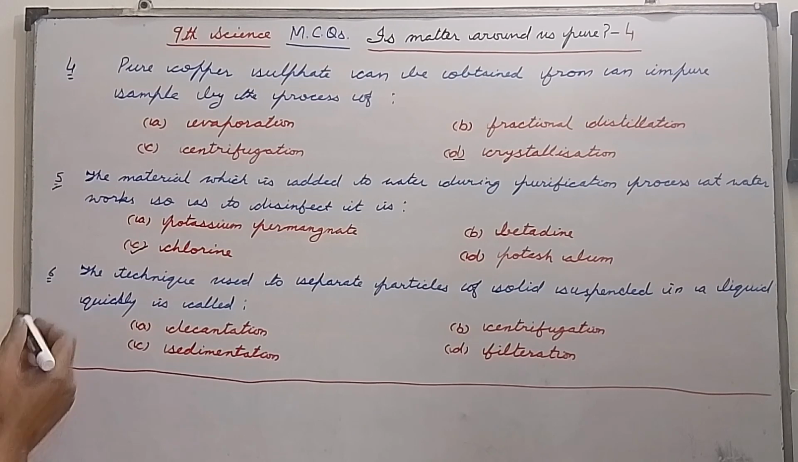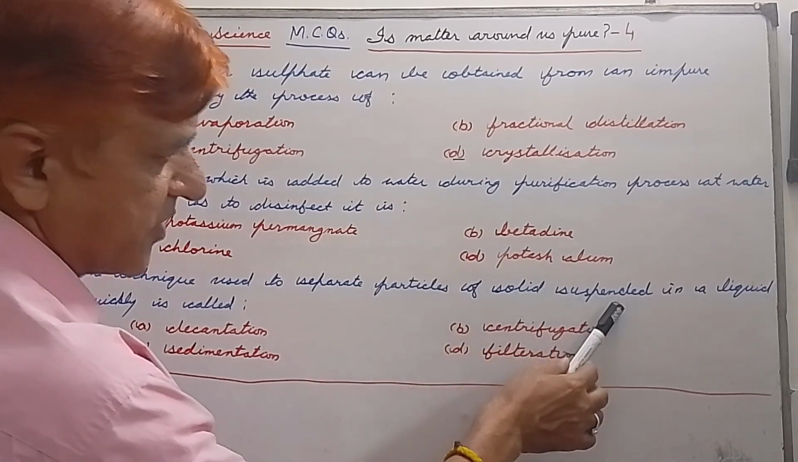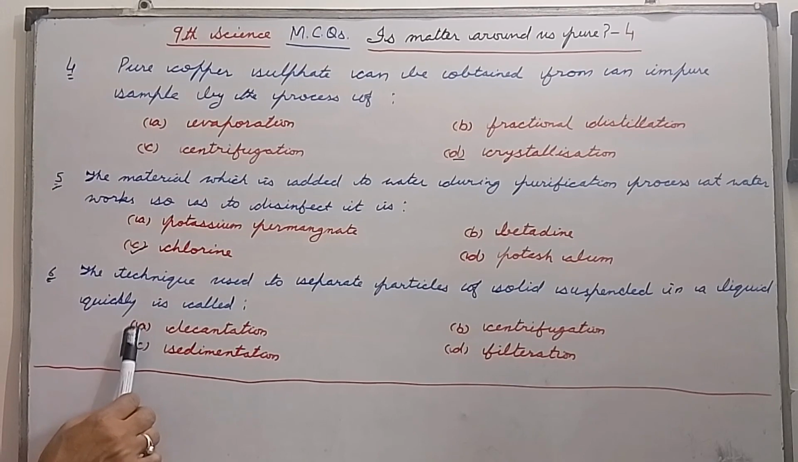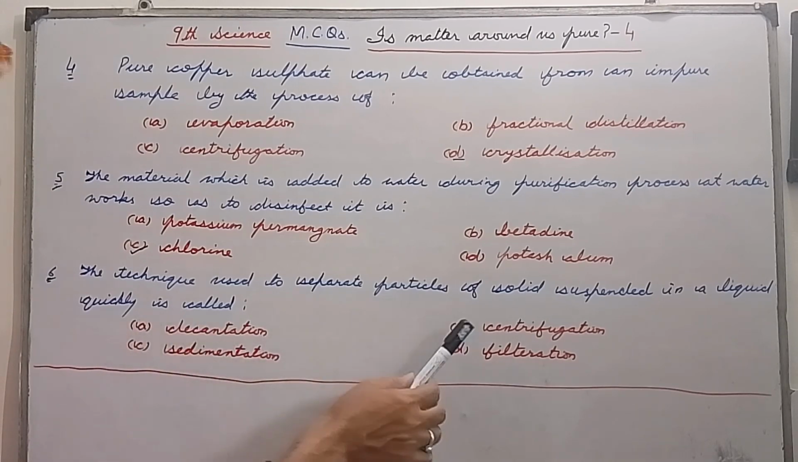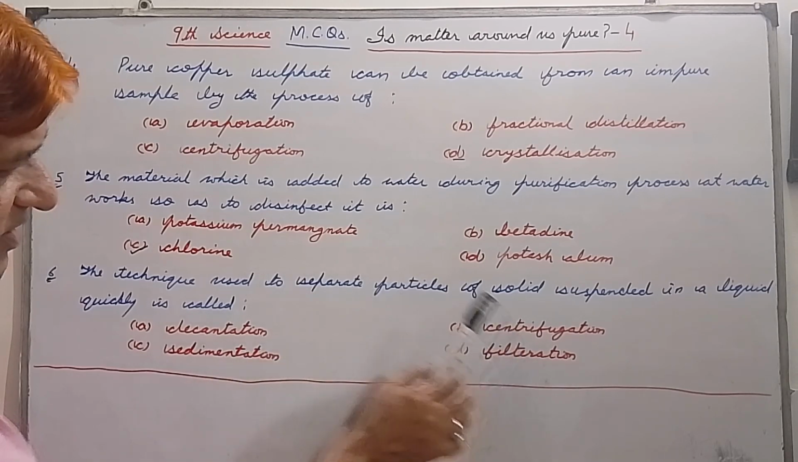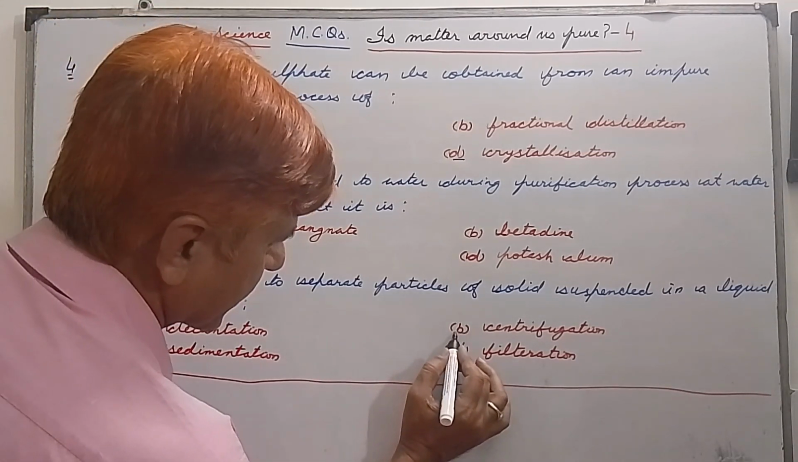Question number 6. The technique used to separate particles of solid suspended in a liquid quickly is called, first option is decantation, B is centrifugation, C is sedimentation, and D is filtration. So my dear students, always remember that if we want to separate suspended particles in a liquid quickly, then we will use centrifugation. So B is the correct option.